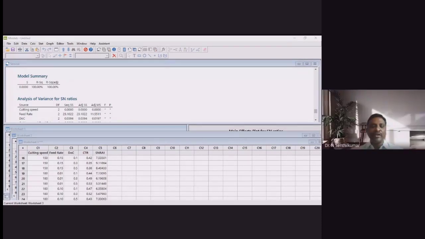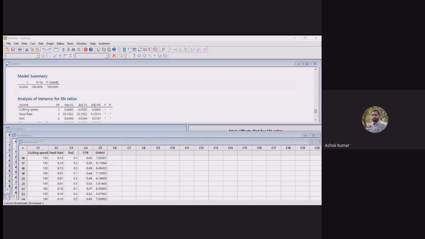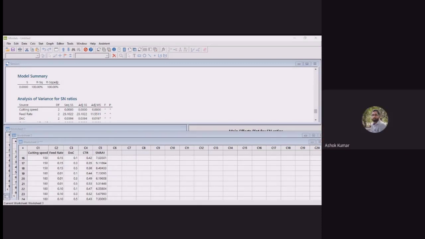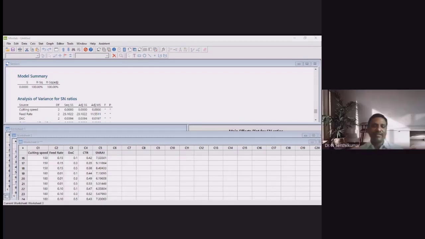That you have to choose based on the literature review. If you want to select a particular column, you have to go with the literature survey and identify which column we have to select.